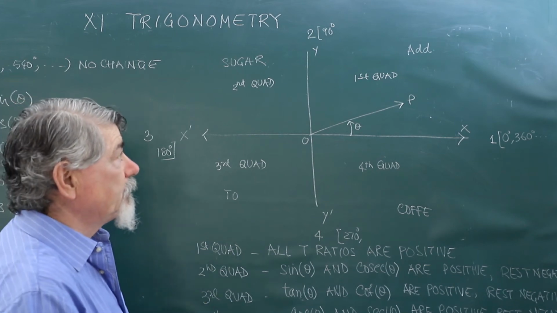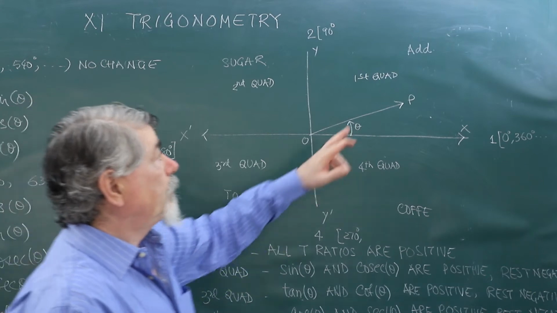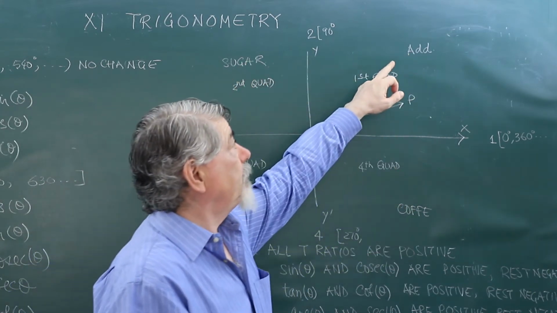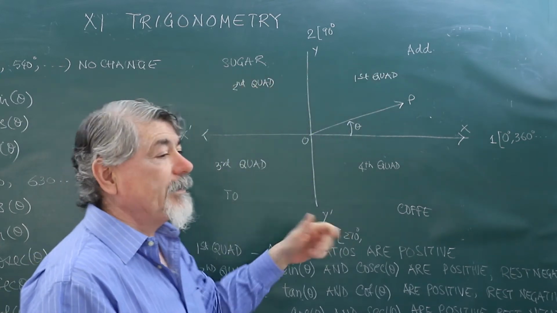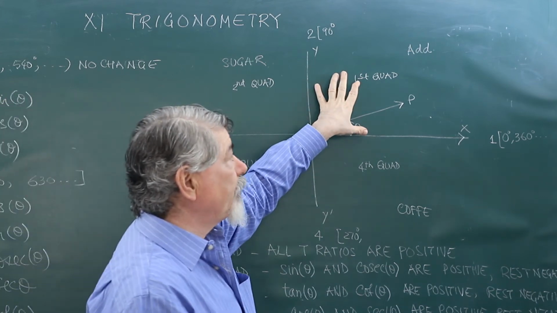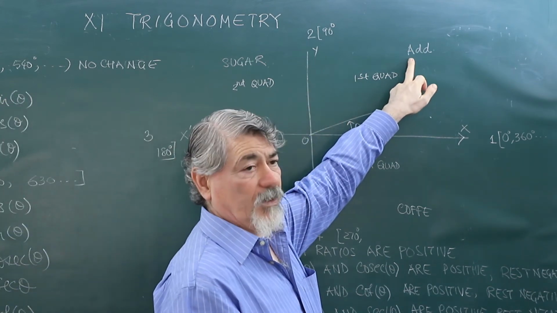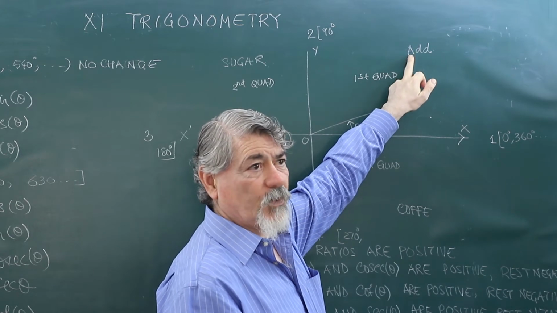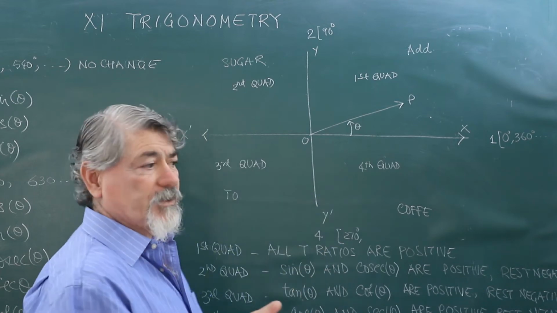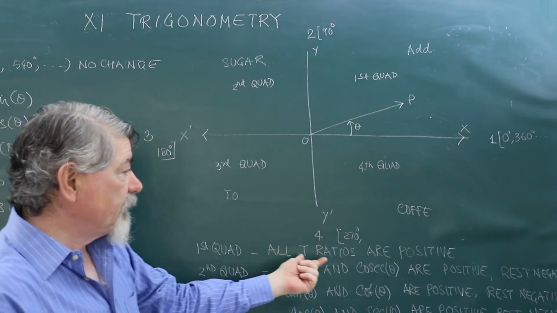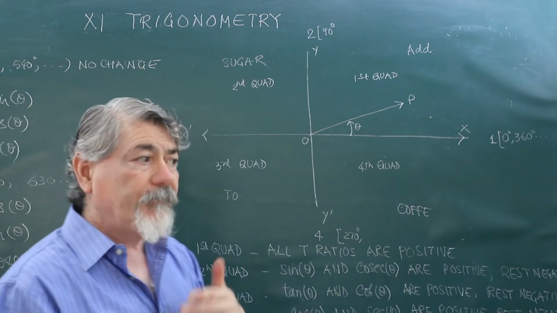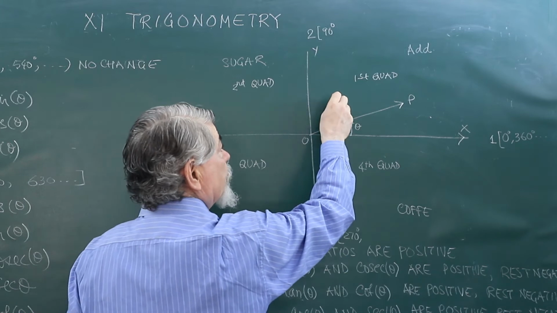Now in these four quadrants, I have written the words add sugar to coffee. Again, this is a method to remember. And what does it mean? When we talk of the first quadrant, add means all. A stands for all. All trigonometric ratios in this quadrant will be positive. Sine, cos, tan, cosec, sec, cot, whichever falls in this first quadrant.